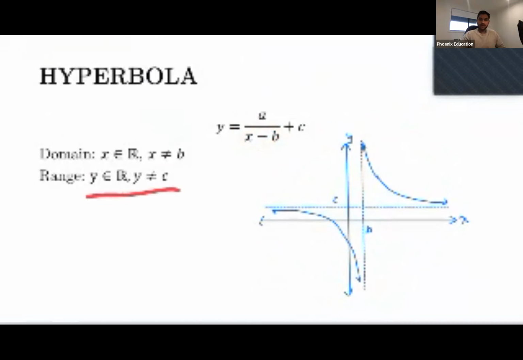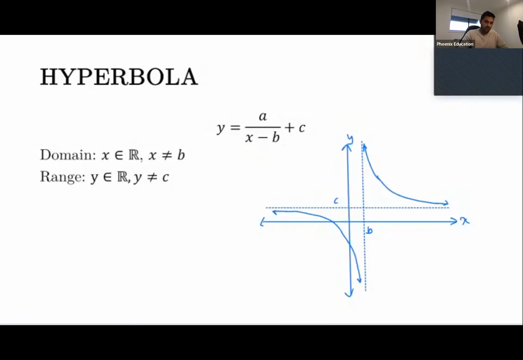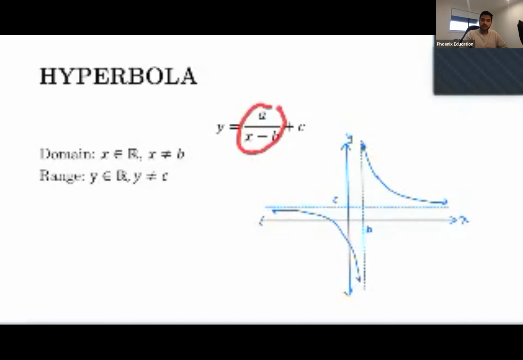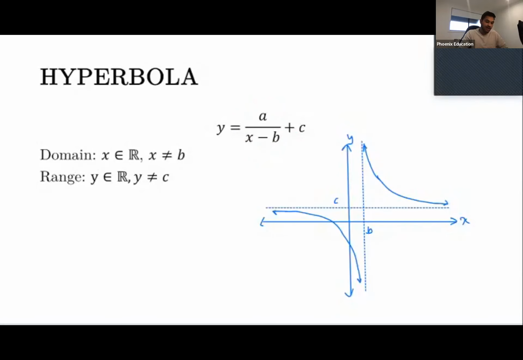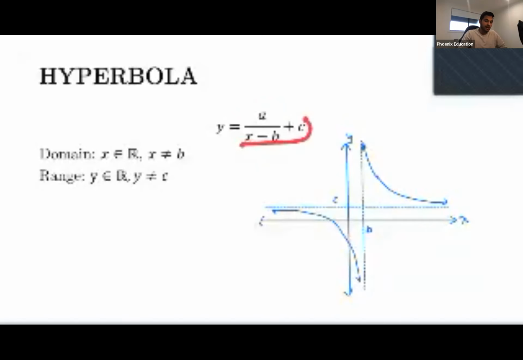And then we've got the range. The range can be any of the values, except this fraction can never be 0. There's no value of x for which this fraction can be 0, but it can get really close to 0. So this part can approach 0 but never be 0, which means that overall this approaches C but can never equal C. So for a hyperbola, the range is all real values, but it can't be equal to the horizontal asymptote.